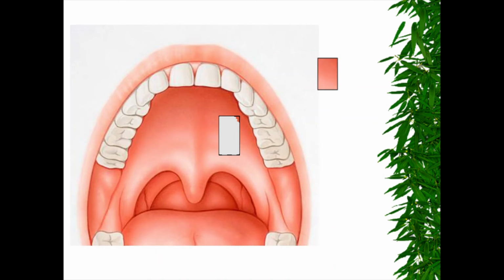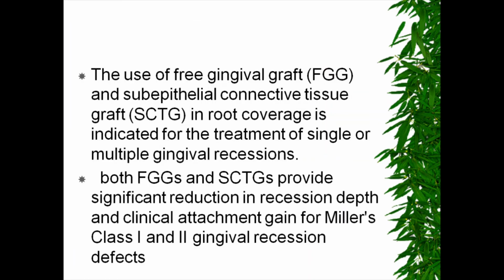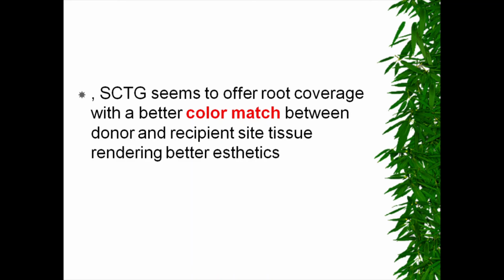So like this, we'll be making a window on the palatal side, and we can either remove an epithelialized graft or a subepithelial underlying connective tissue graft. The use of epithelialized graft and subepithelial connective tissue graft in root coverage is indicated for the treatment of single or multiple gingival recession. They provide significant reduction in gingival recession depth in Miller class 1 and class 2 gingival recession defects. Subepithelial connective tissue seems to offer root coverage with better color match between the donor and recipient site tissue, rendering better aesthetics as compared to epithelialized graft. In epithelialized graft, a color mismatch might be there, but if we take a connective tissue graft, then the color match will be better.